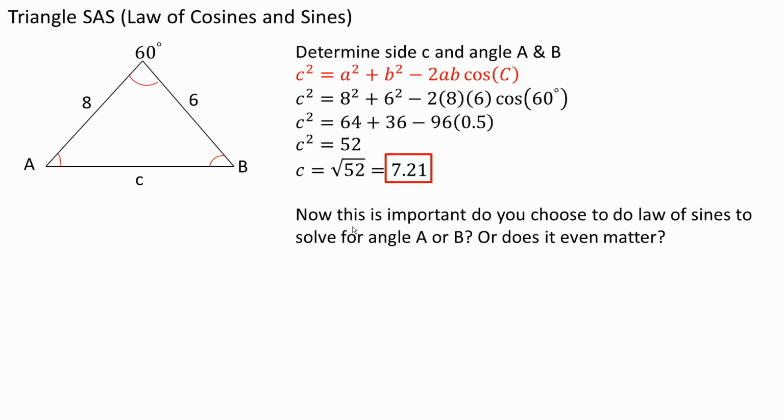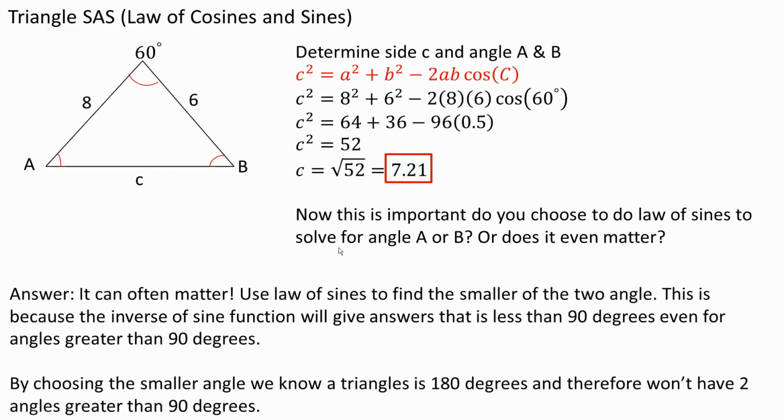But this is an important question. When you do law of sines to solve angle A or angle B, does it matter which you choose? Or does it even matter? If you want to think about this, feel free. The answer is it actually does matter. You want to use the law of sines to find the smaller of the two angles. This is because the inverse of sine function will give answers that are less than 90 degrees, even for angles greater than 90 degrees. And by choosing the smaller angle, we know a triangle is 180 degrees, and therefore it is impossible for us to have two angles greater than 90 degrees.